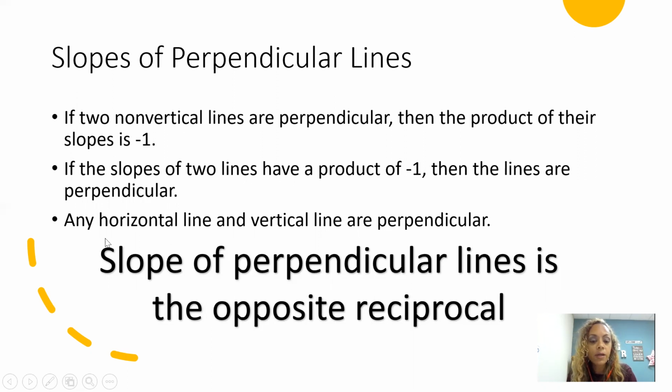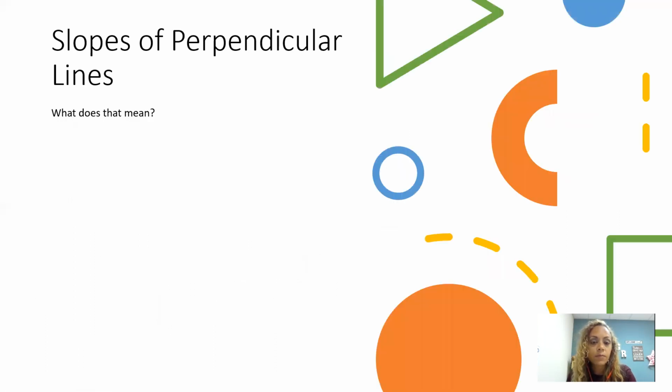One thing we want to make sure we capture is the difference in how the slope is measured for a perpendicular line versus a parallel line. The slope of a perpendicular line is the opposite reciprocal. Okay, so what does that mean? Let's think about that. We're going to use our slope-intercept form that everyone's used to. And here's our example.